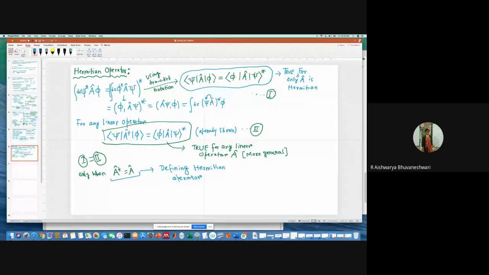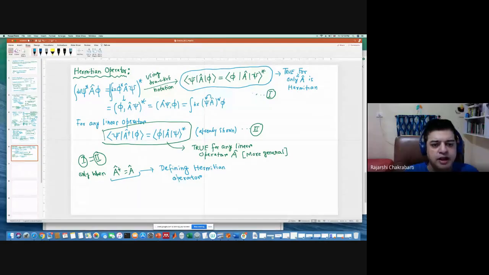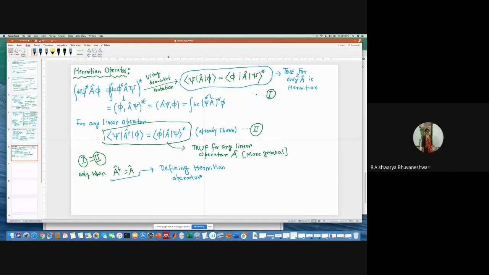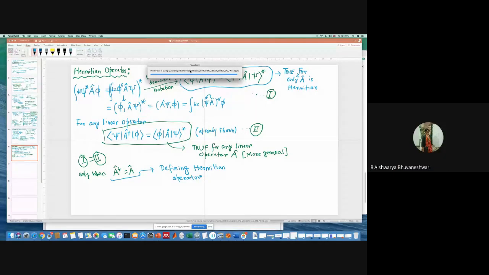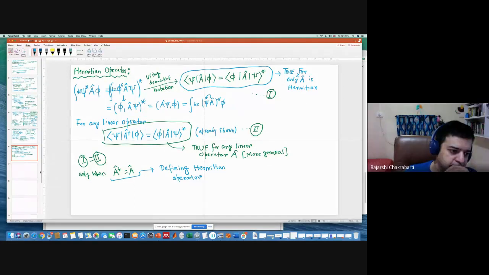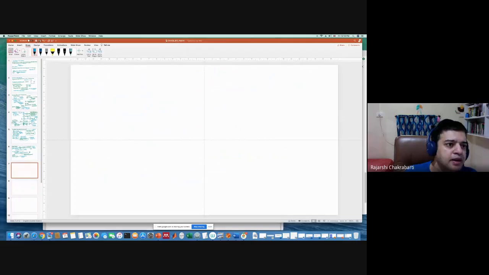Sir, I have one question. When we measure anything, we get real eigenvalues. I have already shown you that the eigenvalues are real in the last class. So can we say that is why our operators are Hermitian? Yes, the operators are Hermitian, that is why the eigenvalues are real. The operators are constructed in such a way that they are Hermitian operators, so that we get real eigenvalues.